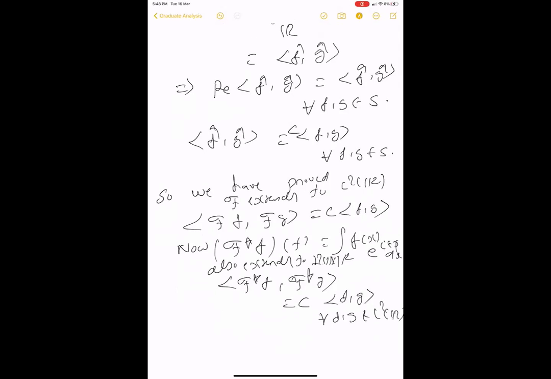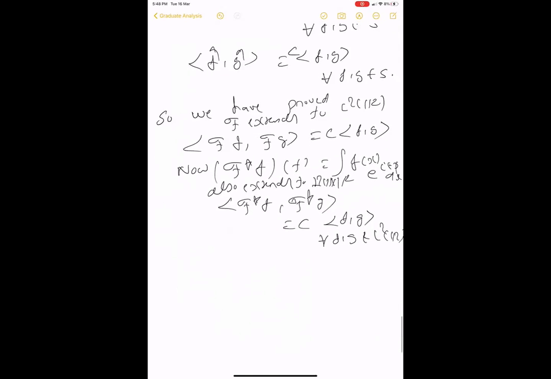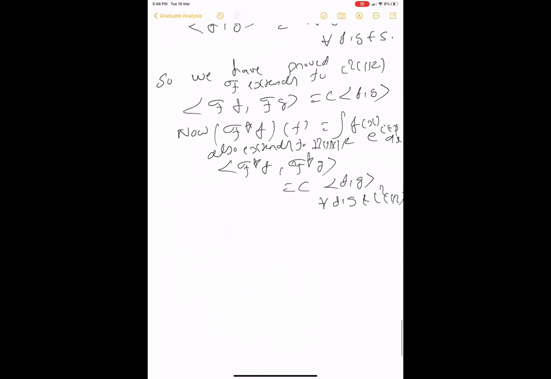Same way, f star also extends to L2 of R, and that also preserves the inner product. So f star is also an isometry. F is an isometry, f star is also an isometry. We just want to verify they are adjoint to each other.